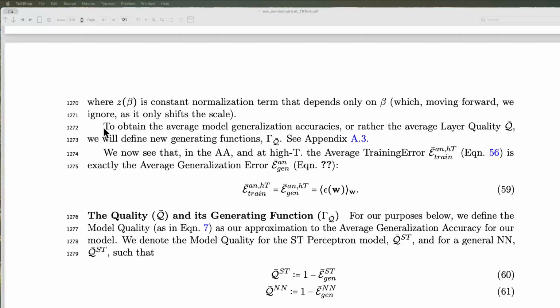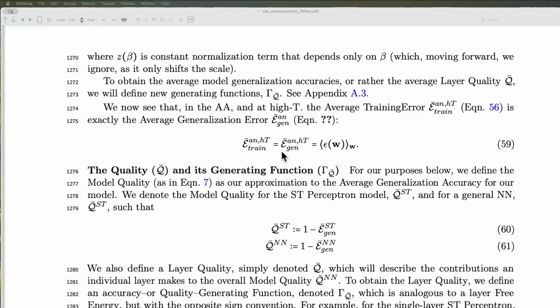And then we say to obtain the model average generalization accuracies or layer quality, we define new generating functions. This line can basically be cut because we're going to say it here. We've shown that at high temperature, our definition of the training error and the generalization error are the same. They're basically the thermal average, again with a beta here, of this annealed potential, which is basically the Hamiltonian. I'm going to stop here. Does anybody have any questions? Because I kind of skipped around a bit when talking about this.